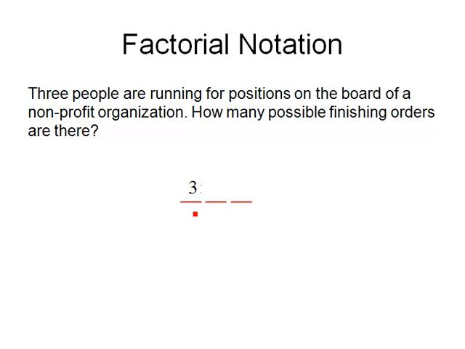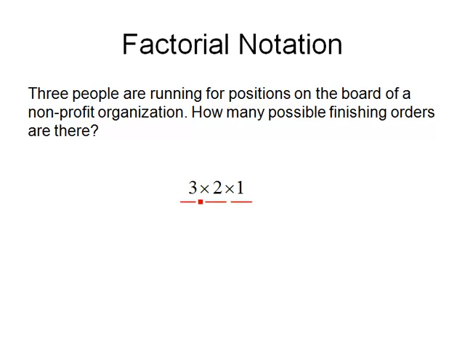Once we've chosen what order that person is going to finish in, then we need to choose how many ways there are to choose the order for the second person, and there's 2 ways to do that. And once we've chosen the order for the first 2, the last one is already made, and there's going to be 1 way to make that choice. So 3 times 2 times 1 is going to be the number of finishing orders.